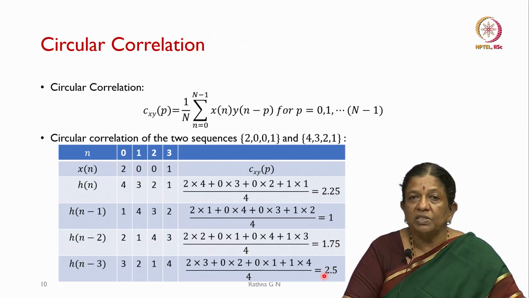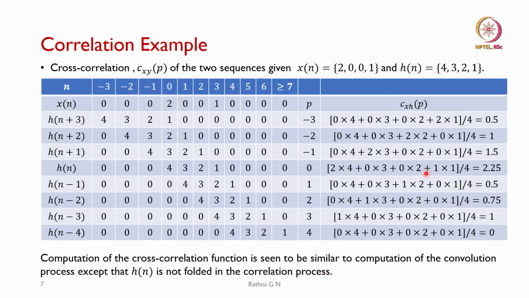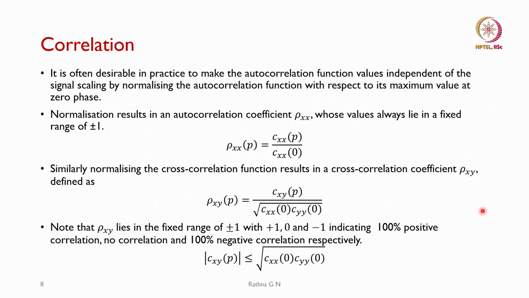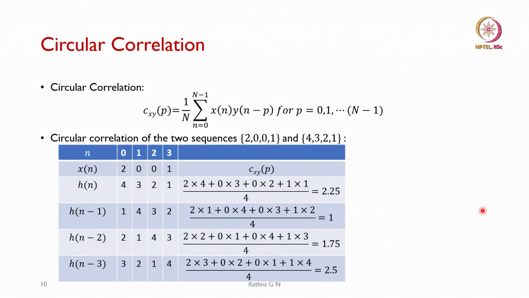Is something striking you? You can compare with our earlier case. The 2.25 is matching, and only that one is going to match, like linear convolution. Here also, between circular correlation and linear correlation, there is only one value, at 0, which is going to match; the rest of them are not going to match.